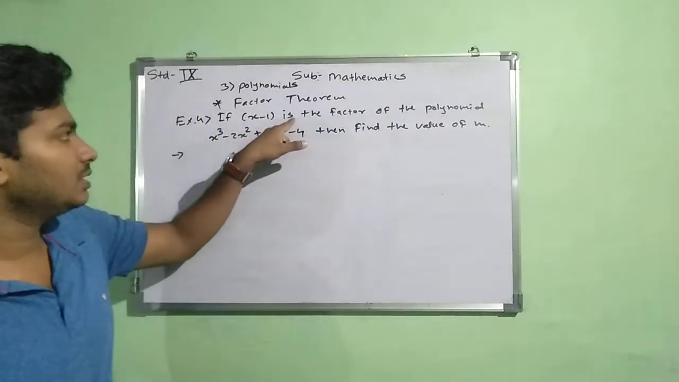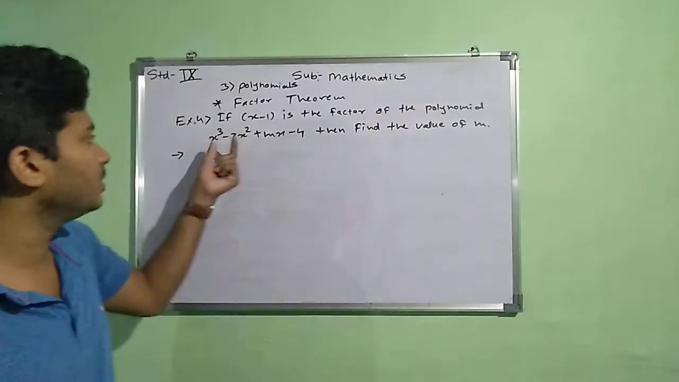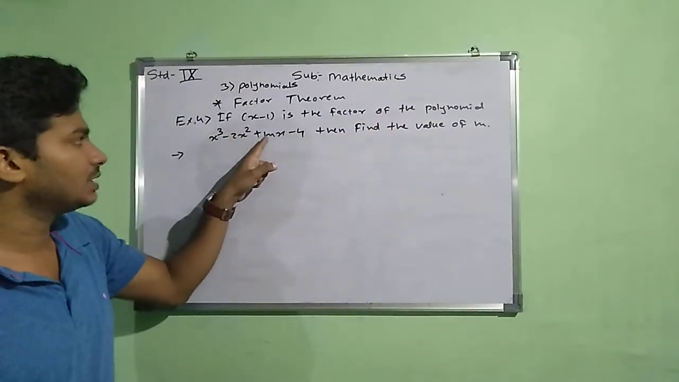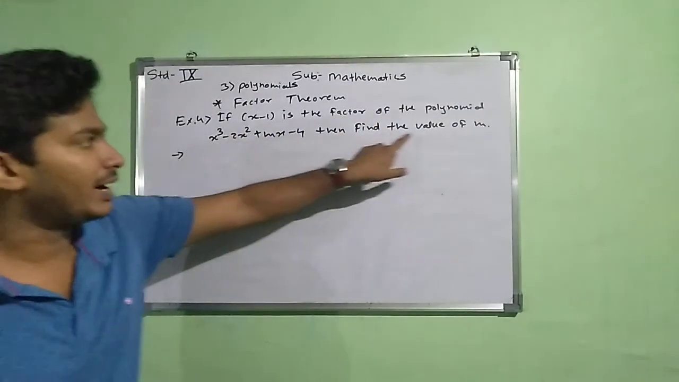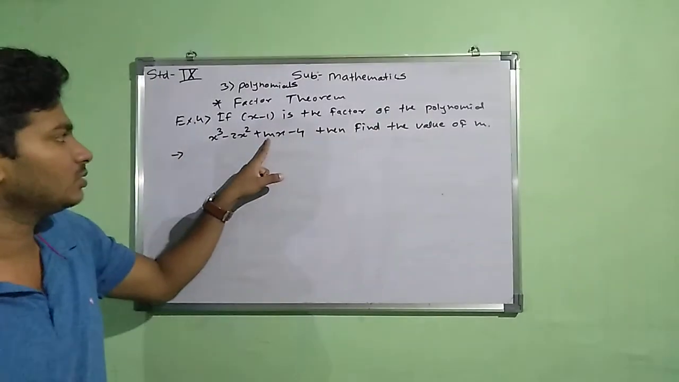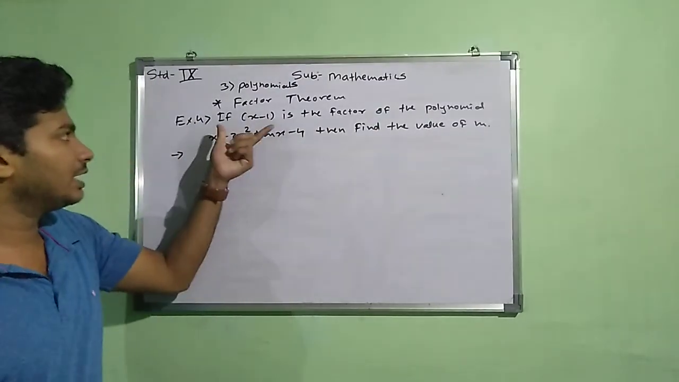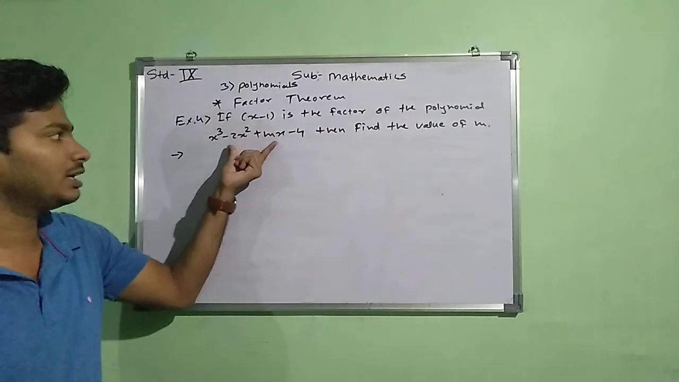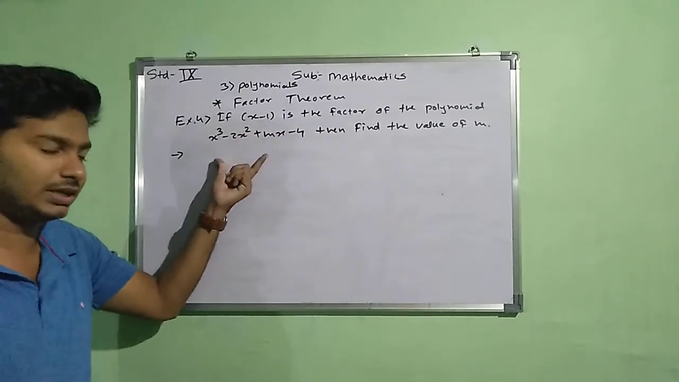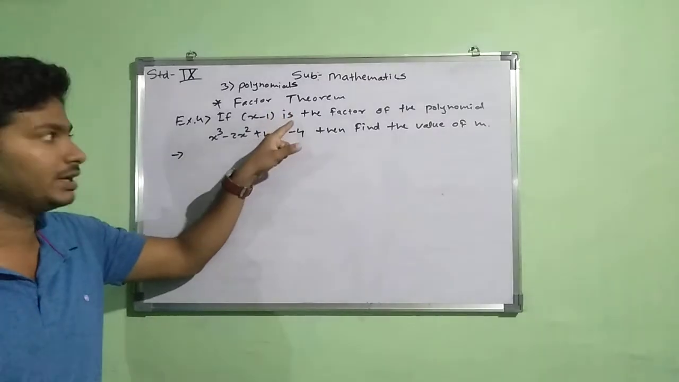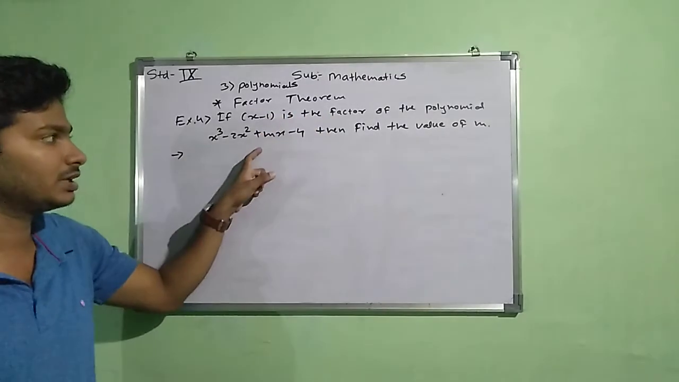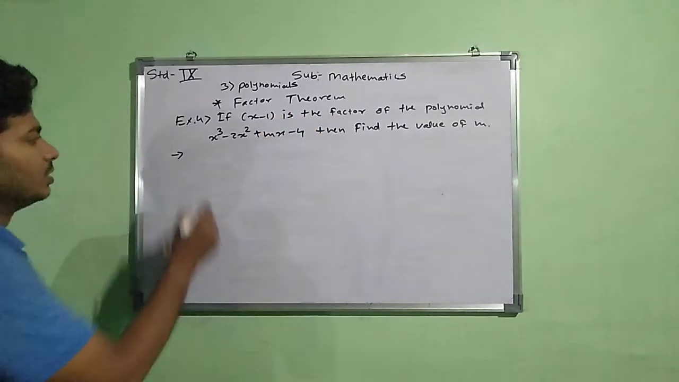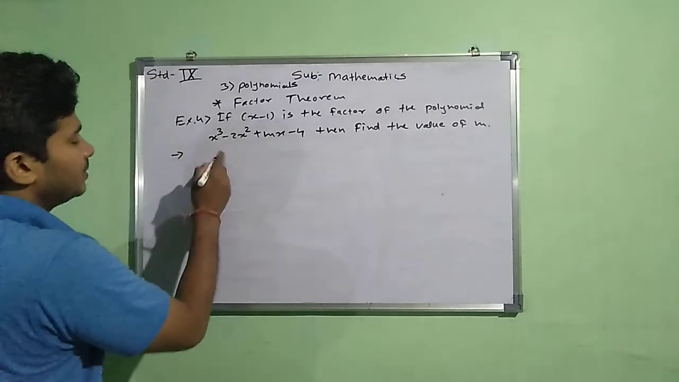If x minus 1 is a factor of the polynomial x cube minus 2x square plus mx minus 4, then find the value of m. That means there is an unknown value that we have to find here. Here they have already given that x minus 1 is a factor. That means after substituting the value 1, we will get remainder as 0. So we have to use that property, the factor theorem, and find the value of the unknown. Therefore, we will do the same here.